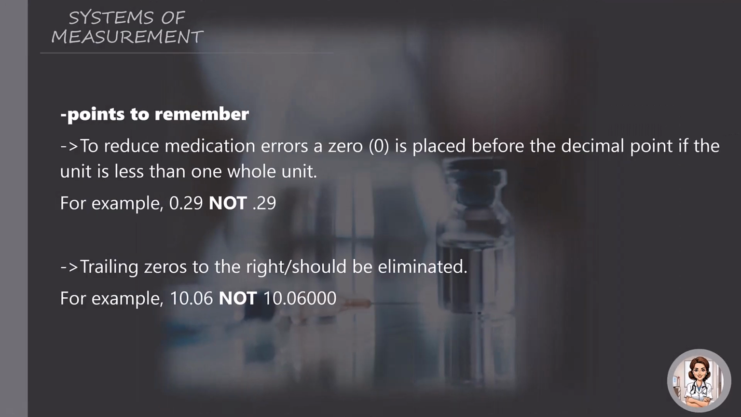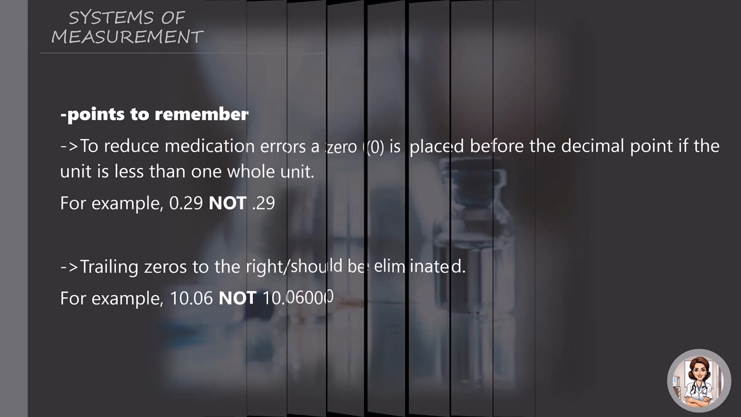So some points to remember in order to reduce medication errors. A 0 is always placed before the decimal point if the unit is less than 1 whole unit. In this example, we have 0.29, not .29. Extra zeros to the right of the decimal point should be deleted. For example, we have 10.06, not 10.06000. Those trailing zeros after the 6 would be eliminated.